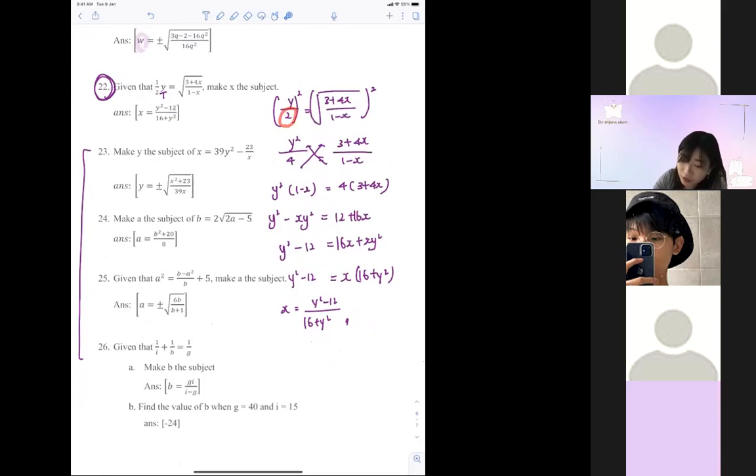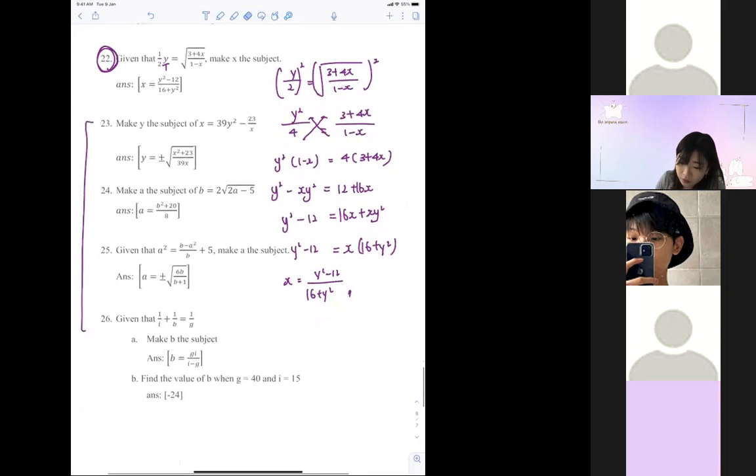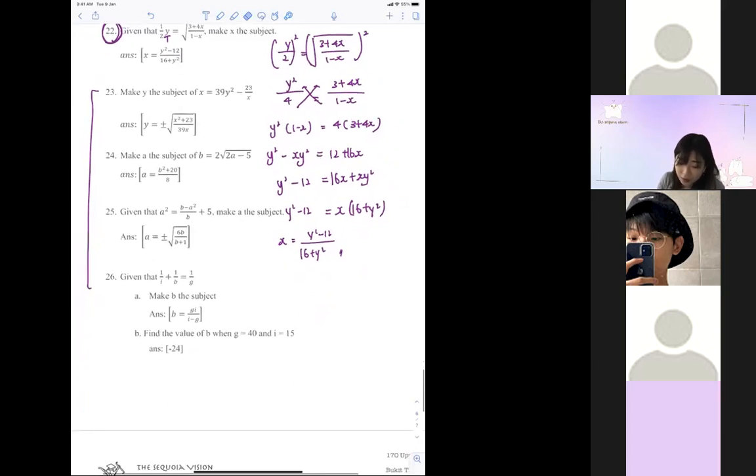Okay, can you help me write down this one? It's better if you change it to y over 2. Write this as y over 2, and then you cross multiply. There is no more fraction. So remember, final answer cannot have a fraction in a fraction. Okay, while you copy, can I go through question 26?